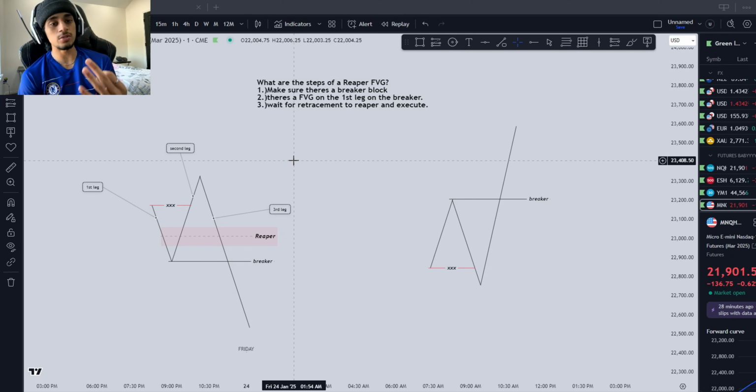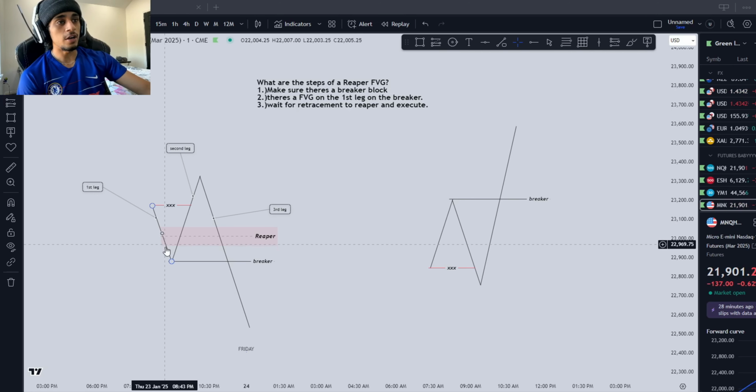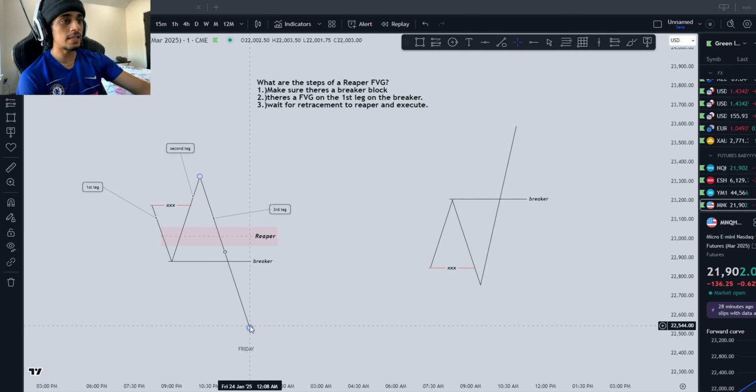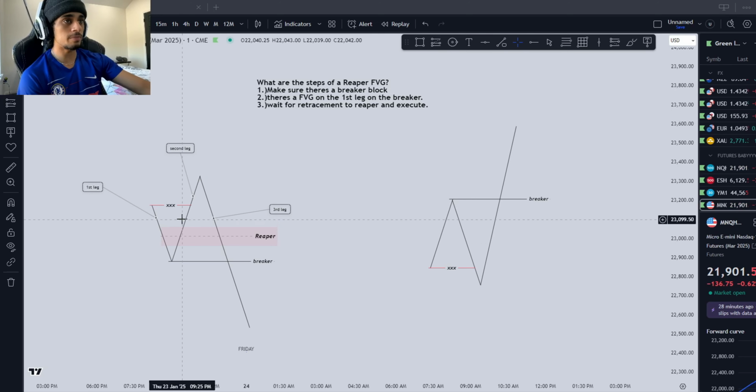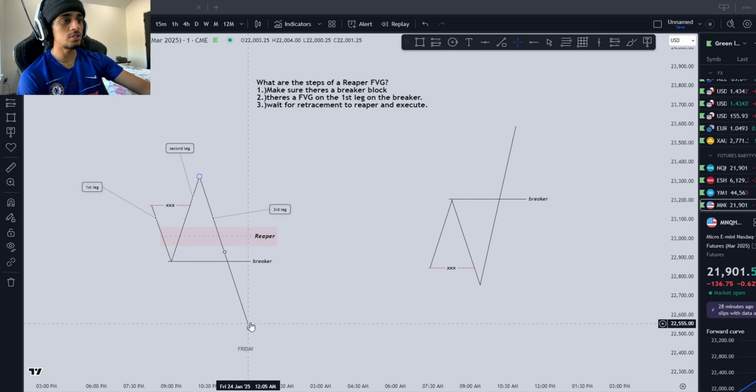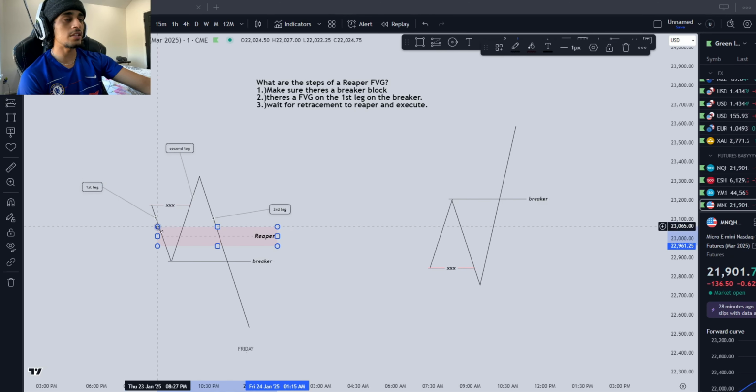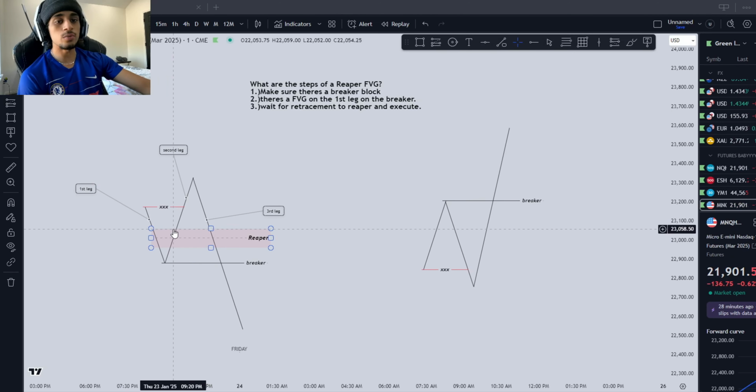There are three legs to a breaker. We have the leg that creates the low, then the leg that manipulates the high that we left behind, and then the leg that displaces, which runs on the low that was left before the manipulation. The next candle that displaced was the candle that created the breaker. So now we go back and make sure there's a fair value gap in the first leg over here. That fair value gap is your Reaper fair value gap.